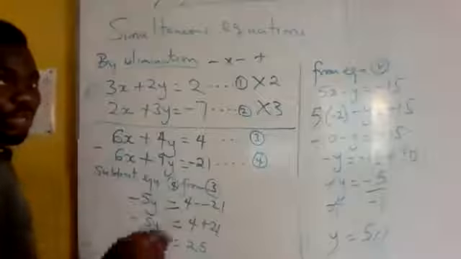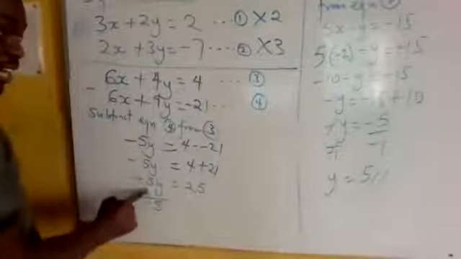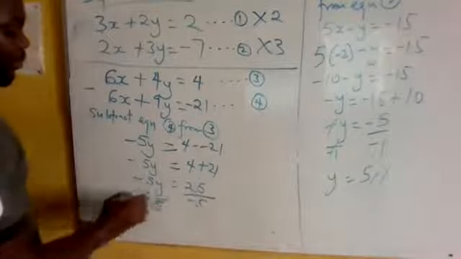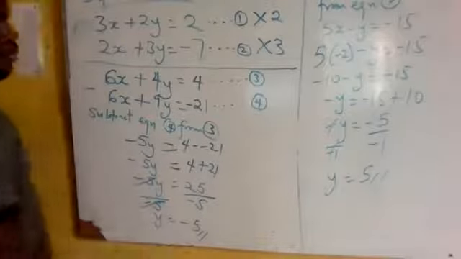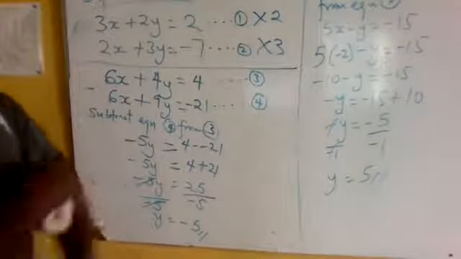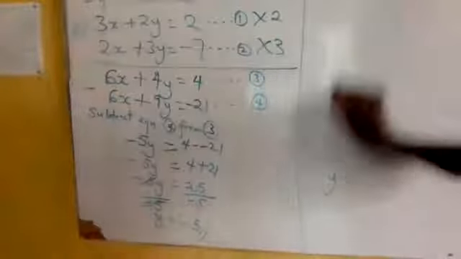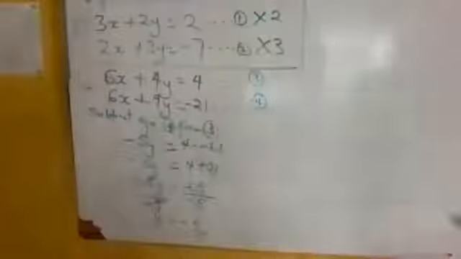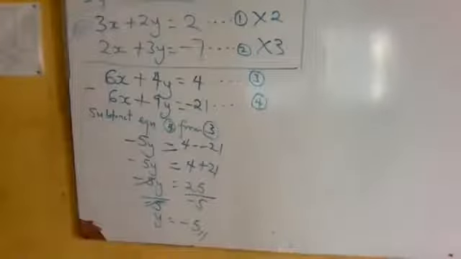What do I do? I divide both sides by what? Minus 5, all over minus 5. That means y will be equals to what? Minus 5. It's as simple as that. So that has helped us to determine the value of y. So we just need to determine the value of what? X at this moment.